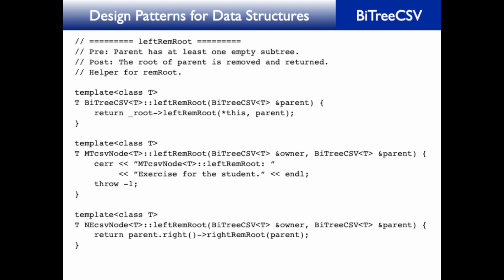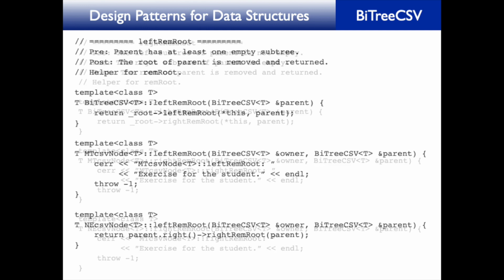On the other hand, if the left subtree is not empty, then the non-empty node version will be called, and it will in turn call right remroot. But now how does it do the call? It calls parent.right arrow right remroot passing along the parent. So that will take us to the environment of the right subtree of the original tree, which will have access to parent because it got passed along as a parameter. So now here is the code for right remroot.